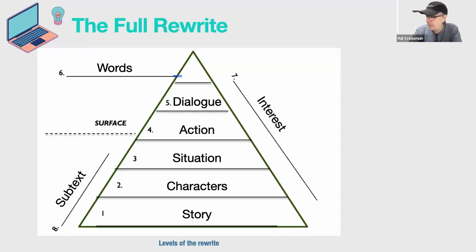And then number 8, subtext. And you will notice subtext, here's the surface. Subtext is everything beneath the surface, right? And that's an easy way to say it. What really subtext means is the deeper meaning. I'm going to walk you through some things about that that'll help you today.